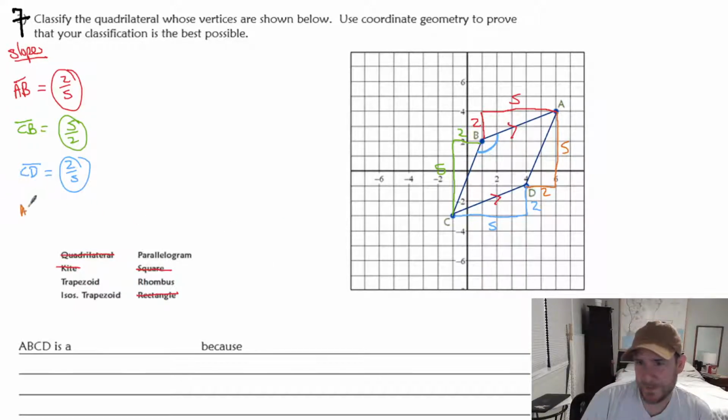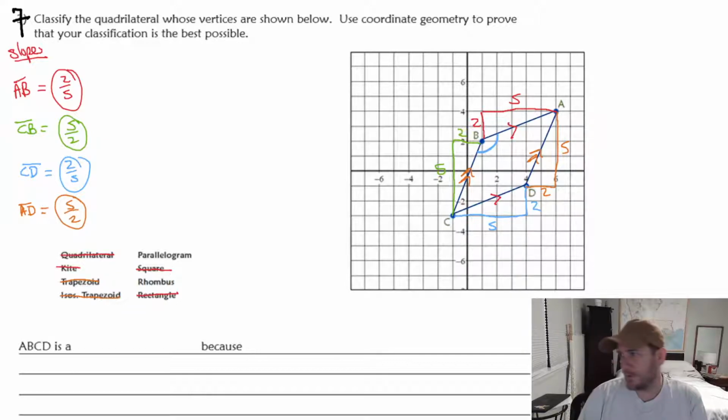So for AD, our rise is 5, our run is 2. That means that we do have a second pair of parallel sides. These guys are parallel. So we're officially not a trapezoid, which means we can't be an isosceles trapezoid, which means we're now either a parallelogram or a rhombus.